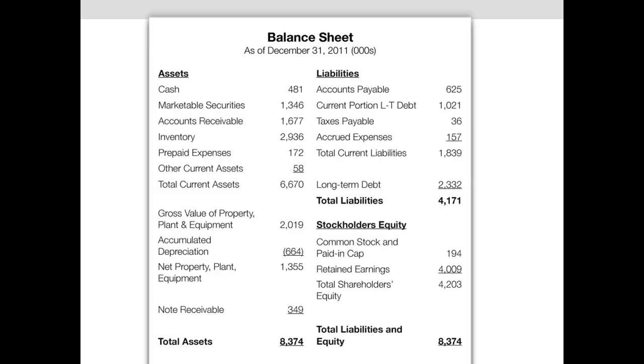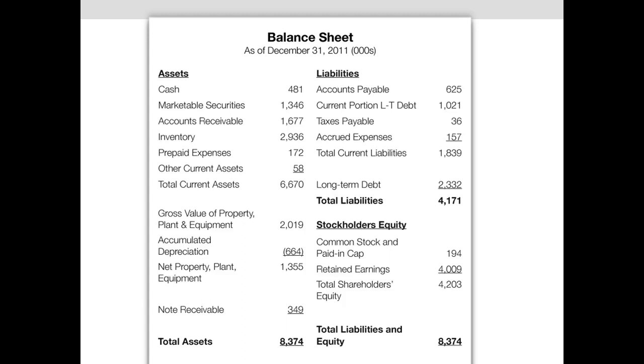Okay, so the balance sheet is a statement of the financial position of a company at a specific point in time, whereas the income statement covers a period of time. Sometimes the balance sheet is referred to as a statement of net worth, because it shows the equity value and net worth of the business.